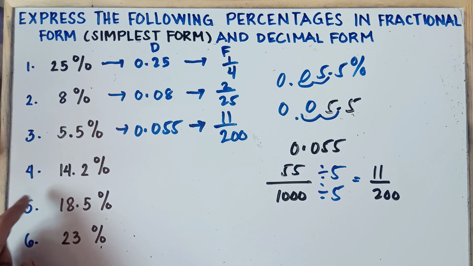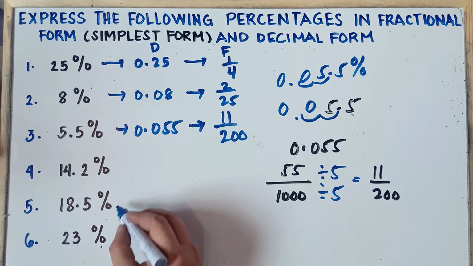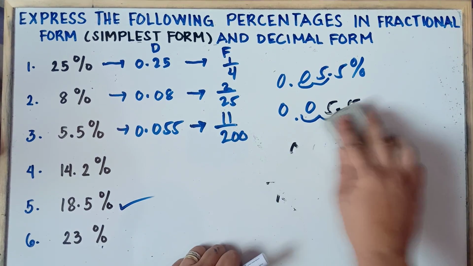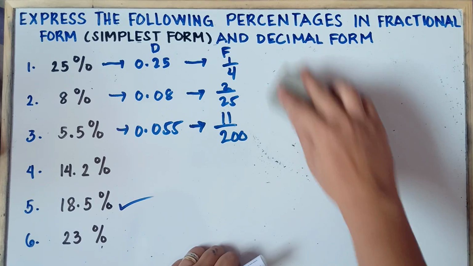Alright, so let me try number 4, class. And then you try number 5, class. You put your answer in the comment section down below. Let me check, class, if you really understand our topic. So you will be answering number 5, class. And I'll be answering number 4 and number 6. Alright, let's have example number 4.